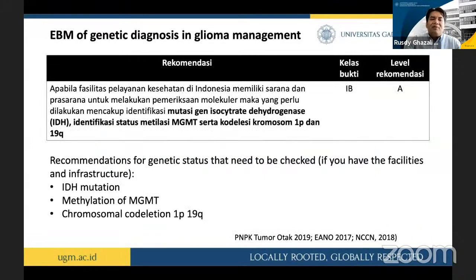All right, so how is the clinical application? The recommendation in our guideline is clear. If you have the facility, you need to check these three things: IDH mutation, MGMT methylation, and 1p19q codeletion. The level of evidence is 1B, and the level of recommendation is A, so a very high level of recommendation. The other things you don't need, ATRX and everything. If you have it, that's good. If you don't, then it's okay, because these three are the main ones.